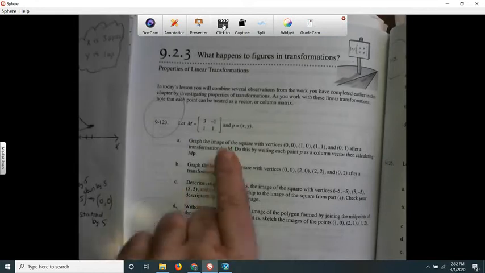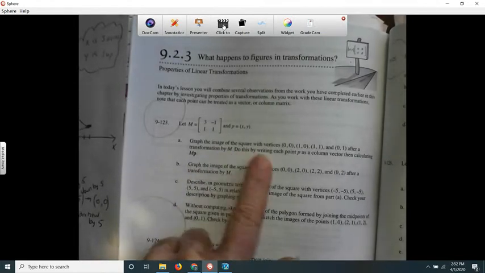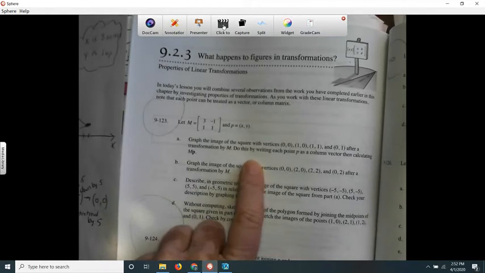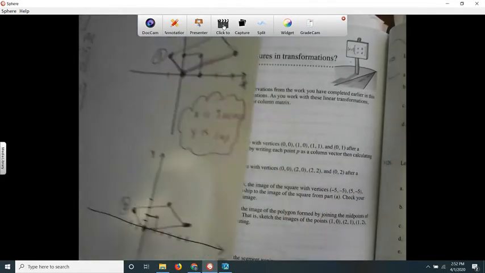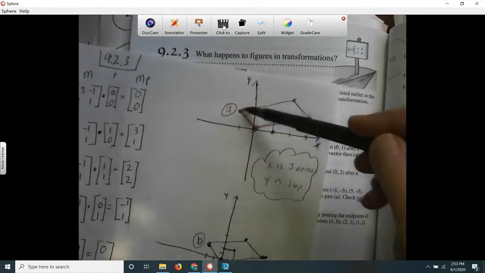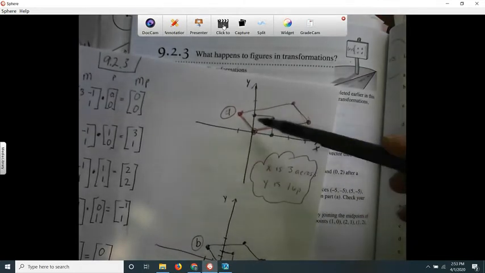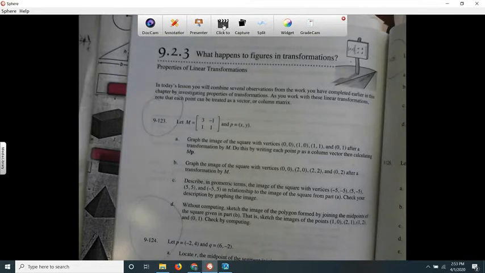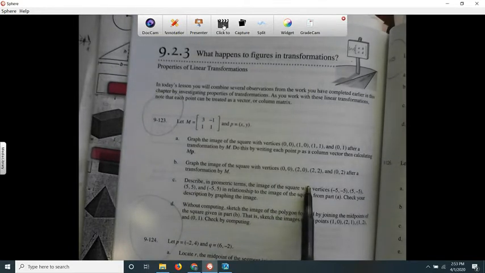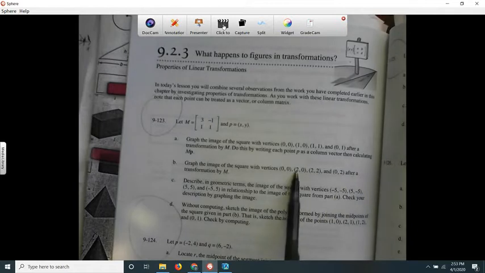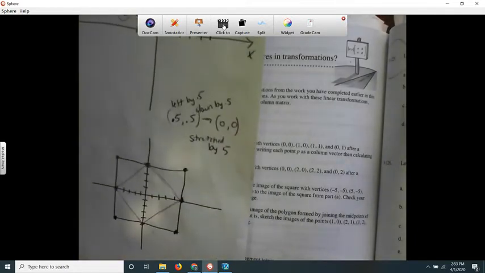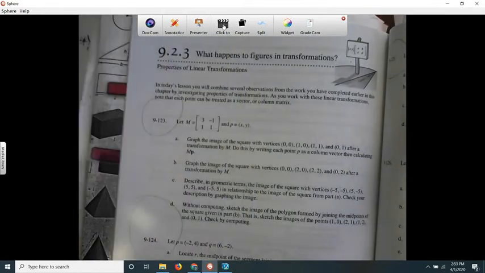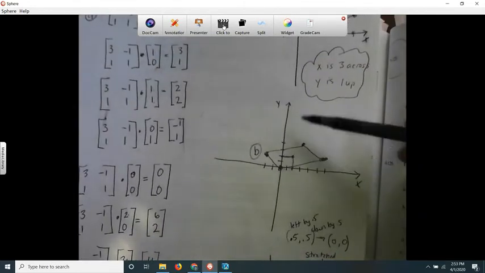Let's read what it says. Graph the image of the square with these vertices after the transformation. Do this by writing each point and then calculating M times P. So this right here is the image of the square after the transformation. The parallelogram is the image of the square. I just drew the square in there because I was curious. Then letter B says, graph the image of the square with these vertices after a transformation by M. It didn't ask me to graph the square, but I can't help it. I like to see what stuff looks like.